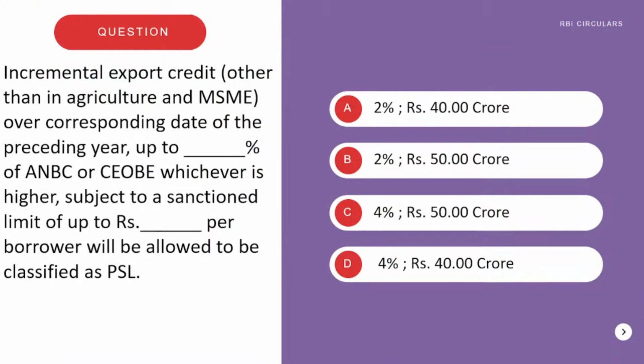Incremental export credit other than agriculture credit and MSME credit over corresponding date to the preceding year up to dash percentage of ANBC and CEOBE, whichever is higher, subject to a sanctioned limit up to rupees dash per borrower, will be allowed to be classified as priority sector lending. Here ANBC means adjusted net bank credit, and CEOBE means credit equivalent to off balance sheet exposure, that is nothing but bank's contingent liability. So what is the percentage? What is the incremental percentage that is going to be treated as the export credit for PSL categorization?